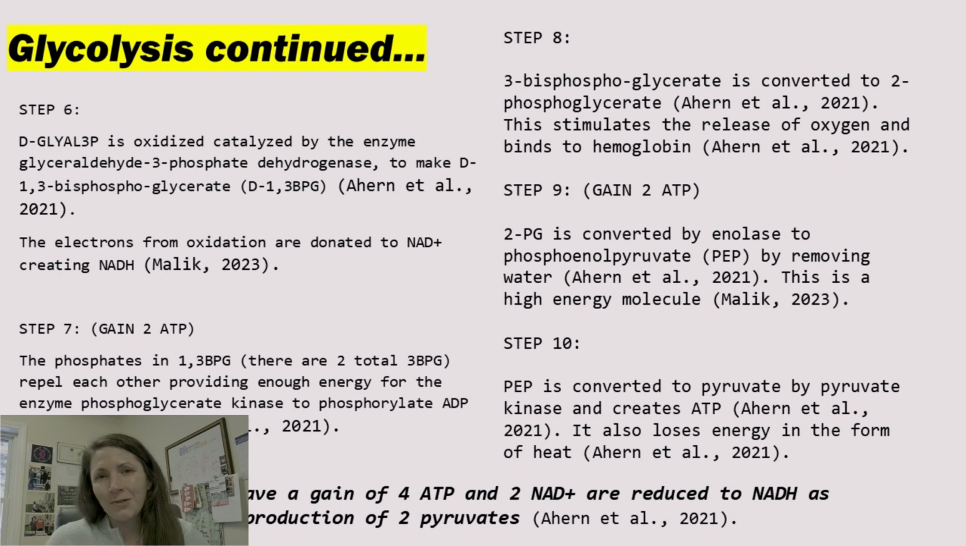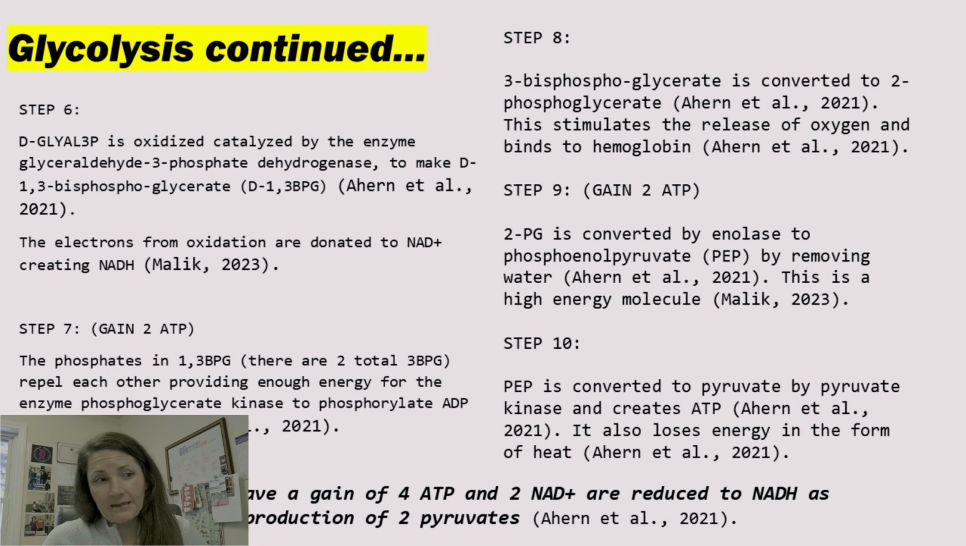In step 7, we gain 2 ATP. Now, those 2 ATP happen because our 2 D-1,3-bisphosphoglycerates repel each other, right? And that repellent allows us to lose a phosphate. This is sometimes coined as the Big Bang of glycolysis because a lot of energy is created during this time period. It allows the enzyme phosphoglycerate kinase to phosphorylate 2 more molecules of ADP to create ATP.